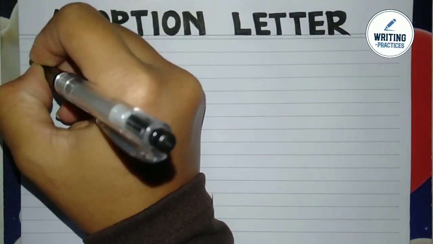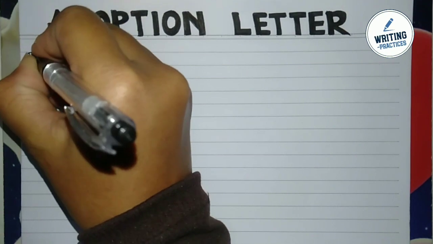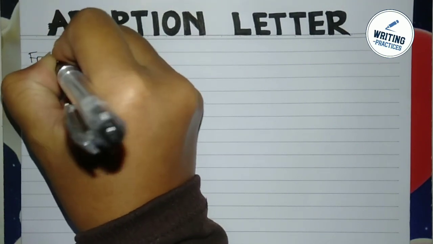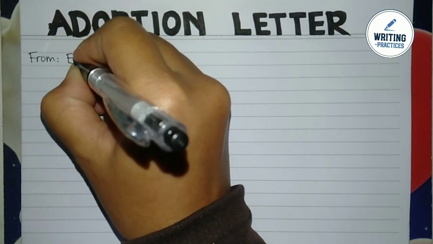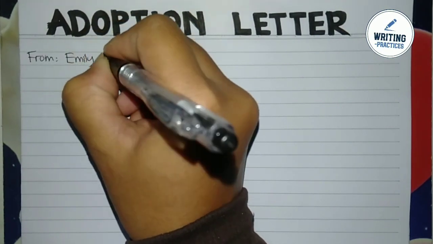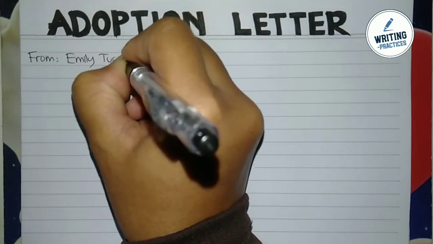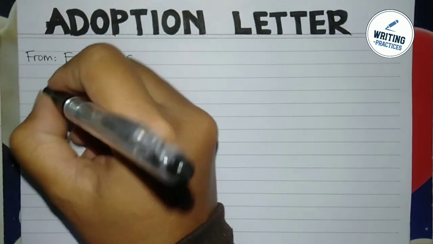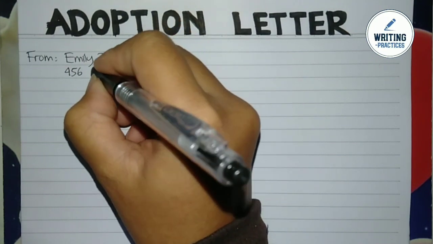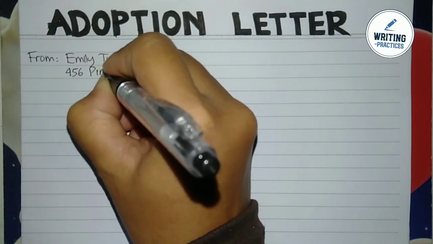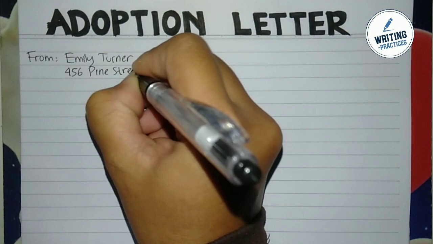Today, we are going to learn how to write an adoption letter step by step. What is an adoption letter? An adoption letter is a formal document or communication that is typically written to legally confirm and record the adoption of a child. This letter may be addressed to various parties involved in the adoption process, including the adoptive parents, birth parents, adoption agencies, or relevant authorities.